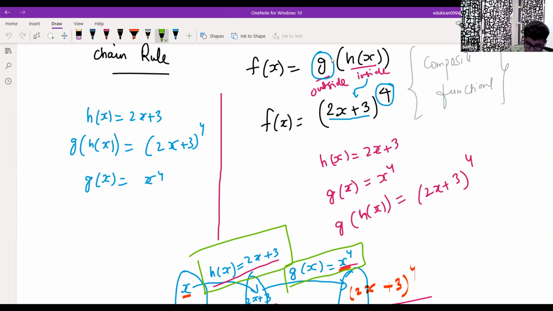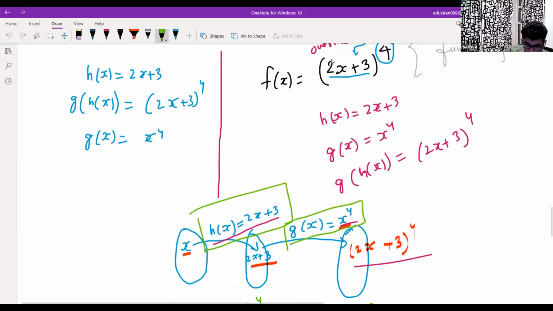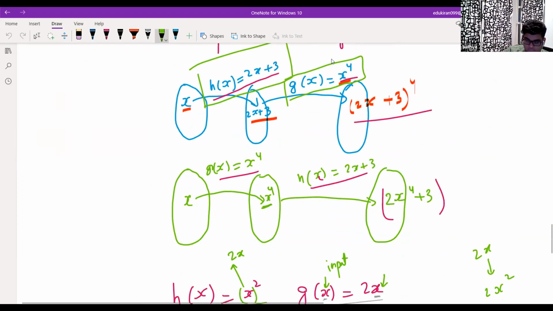So can you scroll down? Yeah. Yeah, can you scroll down?